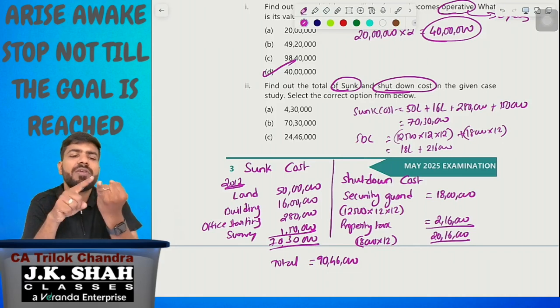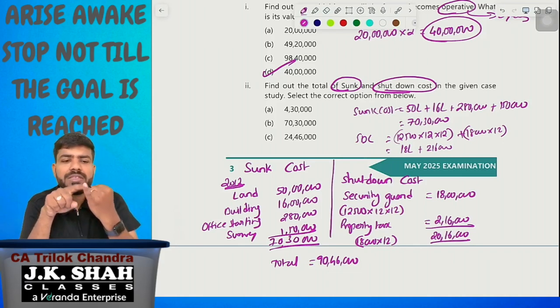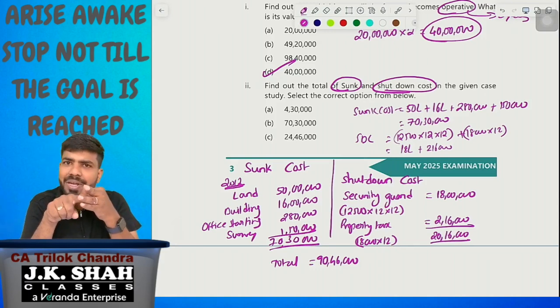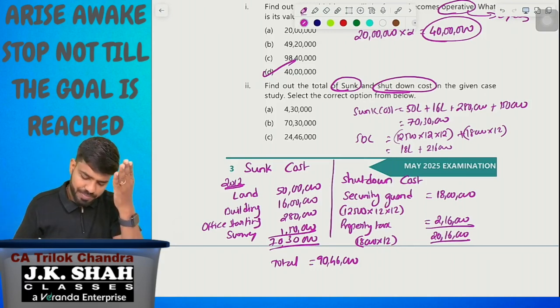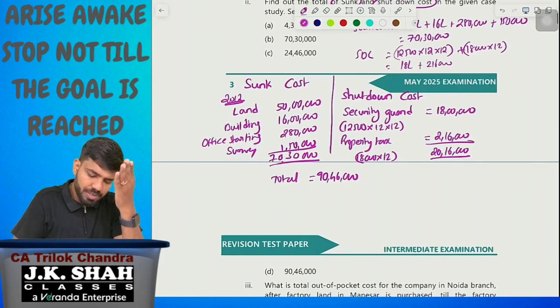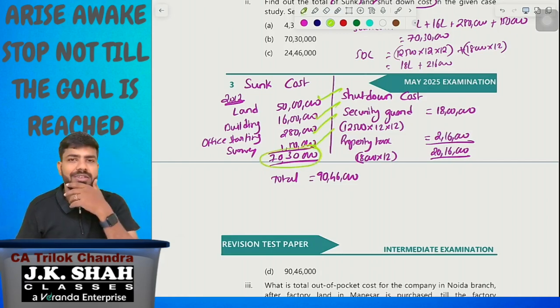What is the cost incurred? 50 lakh rupees towards land, 16 lakh rupees towards building, 2,80,000 for starting the private limited company, 1,50,000 for the survey. See here, first, sunk cost. 50 lakhs, 16 lakhs, 2,80,000, 1,50,000. Together it comes to 70 lakh 30,000. That is the sunk cost, historical cost.